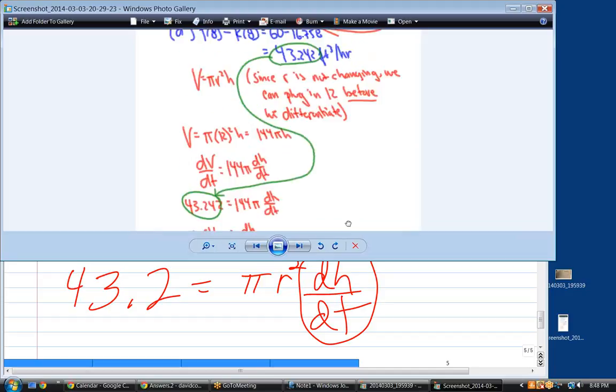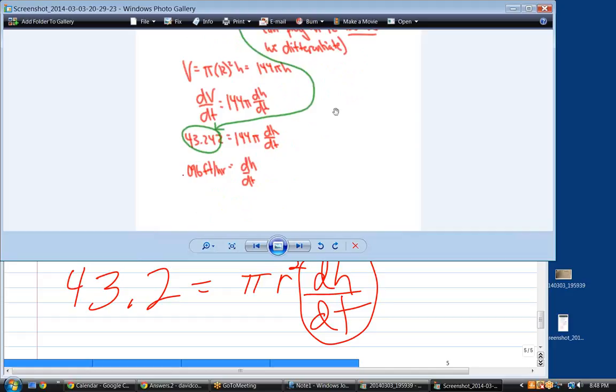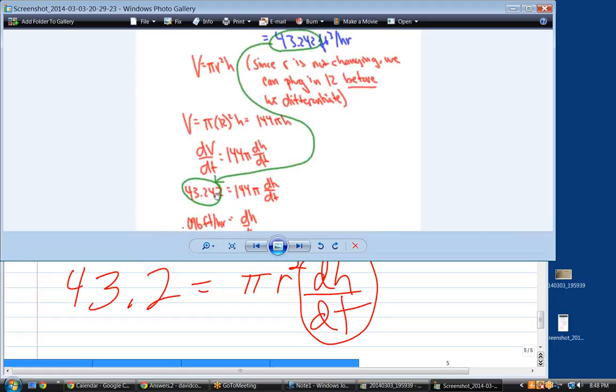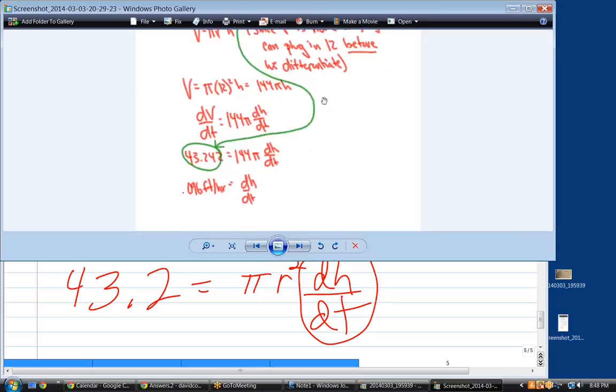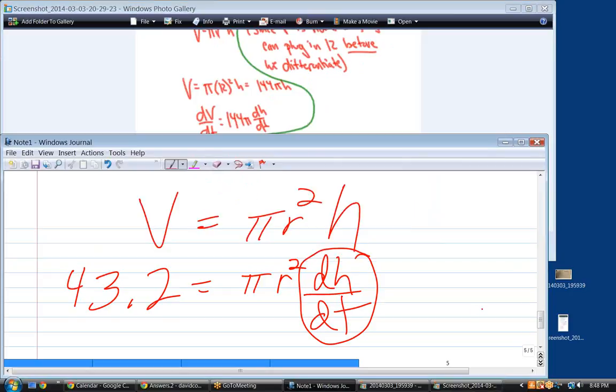Where'd she use the 8? Oh, the 8 was used to get, in other words, she said at 8 because the previous question had said at 8. So we already figured it out at 8. And that's how we got the 43.24, yeah. Okay. All right. That's what was confusing me.